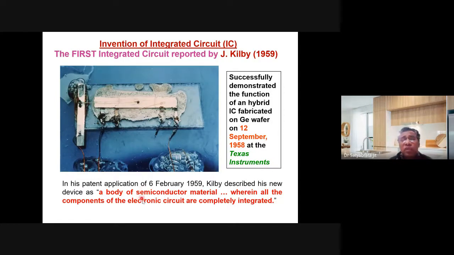Then he filed a patent on 6th February 1959. And in this patent, he claimed a body of semiconductor material wherein all the components of the electronic circuit are completely integrated. Now, for this IC, he used germanium. He did not use silicon, but he used germanium. And here it is considered a sort of hybrid IC structure. Some of the wires were connected externally also. Okay, so there were some internal connections as well as external connections. So that was the first integrated circuit reported by Jack Kilby on September 12, 1958.